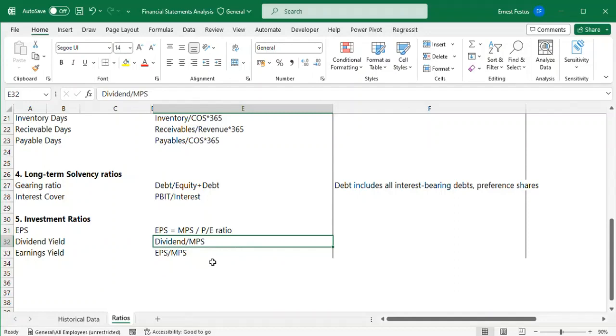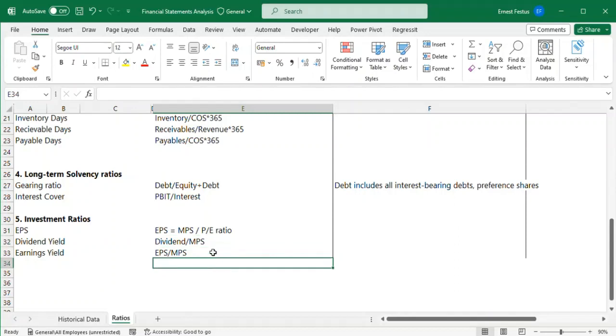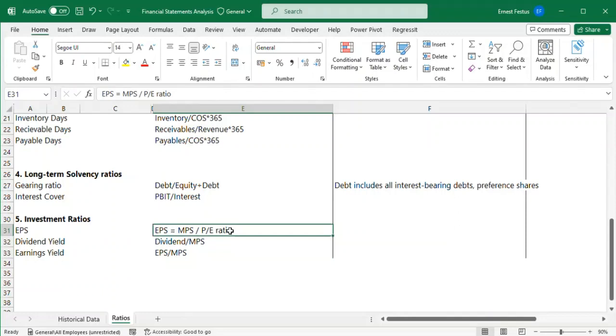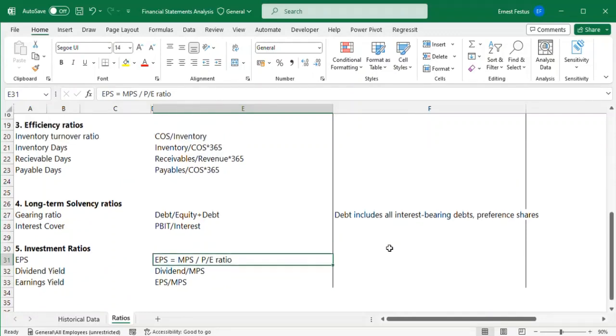Then the dividend, and then the earnings. The dividend is usually used by shareholders or investors to assess the return on their shareholdings in terms of dividend. Then the earnings is not different from that one. It is talking about their profits, the share of their profits, which is also in terms of dividend payments. So these are investment ratios that investors use to assess the growth prospects of the business.